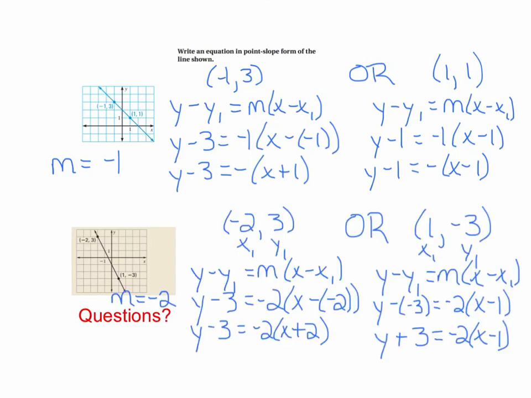All right, here's what I got. I got the slope was -2. If I chose the point -2, 3, I got y minus 3 equals -2 times x plus 2. Notice how these signs are opposite, okay? That's a way to help you remember what's going on here. And if I chose the point 1, -3, I got y plus 3 equals -2 times x minus 1. Notice the opposite sign.